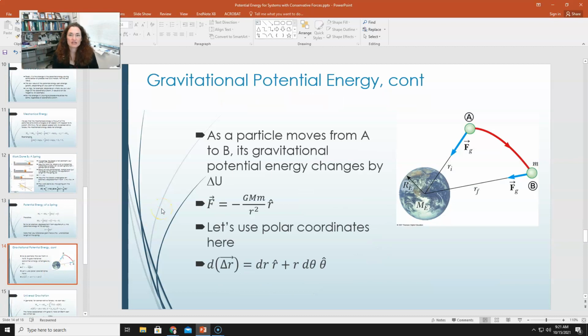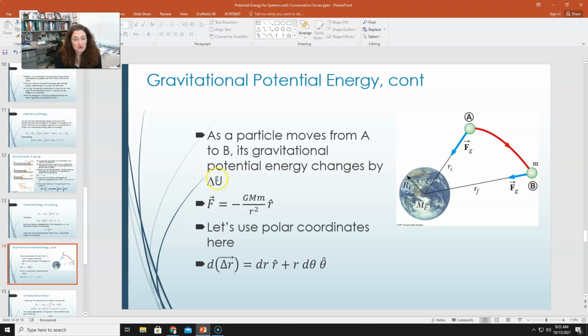Okay, we did gravity here on Earth. Let's do Newton's law of universal gravitation and derive the potential energy for that function. Here I've got a little image of a satellite or something orbiting Earth, okay, some distance away from planet Earth. It moves from some initial location, r initial, to some final location, r final, okay?